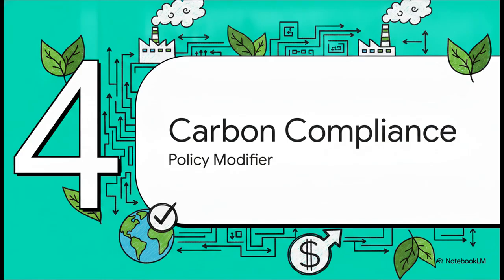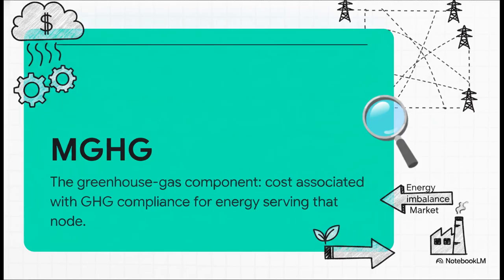Section 4. The Carbon Compliance Cost. The Policy Modifier. So we've got our base cost, we've handled the traffic jams, and we've accounted for the laws of physics. But we aren't done yet. Beyond physics and traffic, we also have to deal with environmental policy. And that brings us to our final variable, the MGHG, or Marginal Greenhouse Gas Cost. This piece adds the real-world cost of carbon compliance right into the mix.